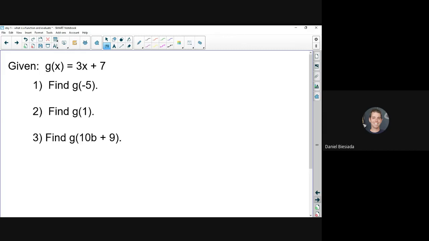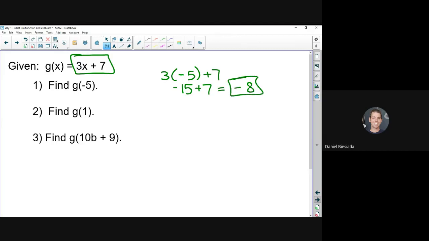Okay, if you've paused and tried these out, let's go ahead and take a look at what the answers should be. For number 1, we want to find g of negative 5. That means I'm taking this function 3x plus 7, and I'm substituting in negative 5 for x. Note again, I used parentheses. 3 times negative 5 is negative 15. I'll add 7 to that, and that gives me an answer of negative 8 for number 1.